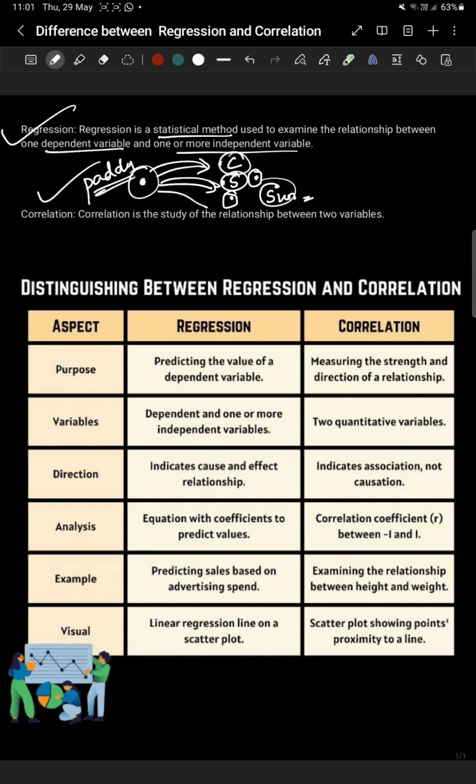So remember, if you have regression, you have these two variables in place: one is the dependent variable and the other is the independent variable. So understanding this is very important.